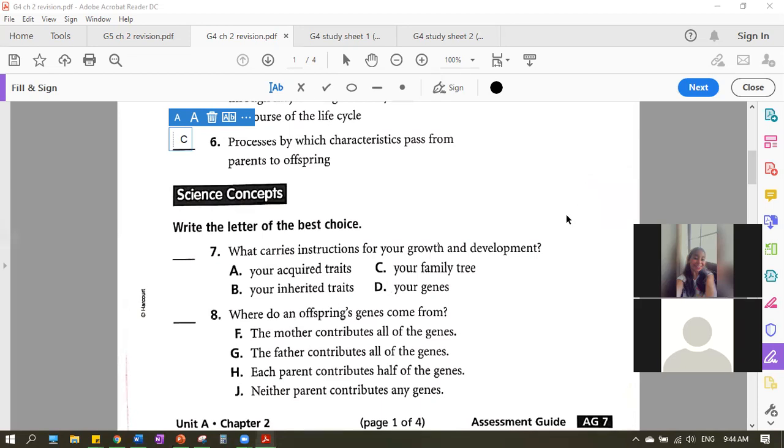So, is it your acquired traits? What do we mean by acquired traits? It's something we gain as we grow up, like having a cut on the face, for example, or losing a finger, or a rat maybe losing his tail. These are called acquired traits, something we gain during our life cycle. Inherited traits, you guys know inherited traits already.